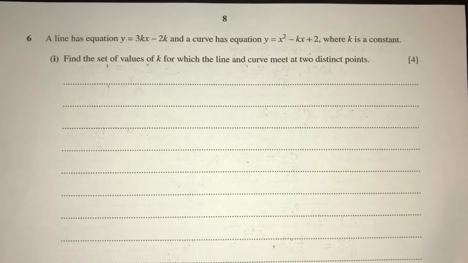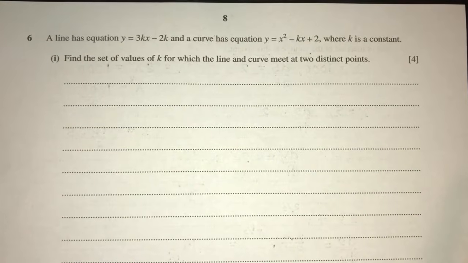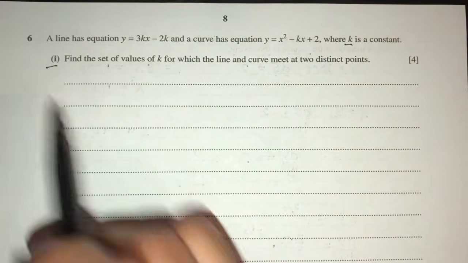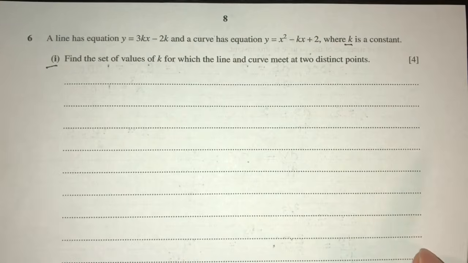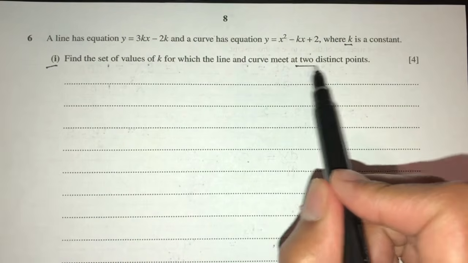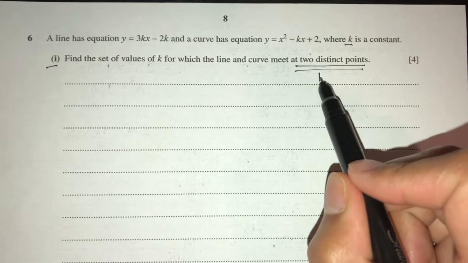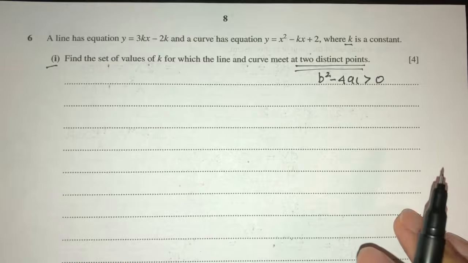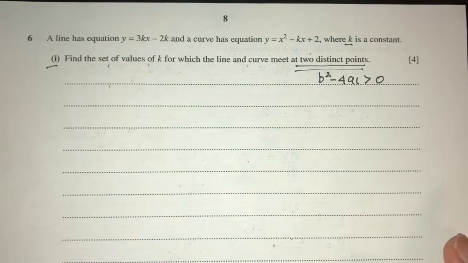Now let's move on to question number 6. A line has equation y and the curve has equation this one, where k is a constant. Now part 1, find the set of values of k for which the line and the curve meet at 2 distinct points. So whenever you see this, you have to use b squared minus 4ac is more than 0. But first we have to solve them simultaneously.